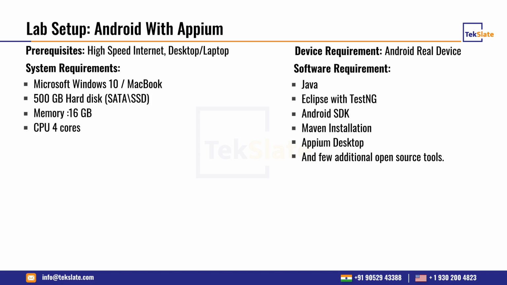So we have added here the lab setup for a Windows machine, obviously for Android. The prerequisite is a high speed internet connection for desktop and laptop in order to go with the online sessions, right? And then system requirements. You should have Microsoft Windows 10 installed on your machine, or you should have a MacBook with you. If you have a MacBook, then you're very good. Even a Windows machine with Microsoft Windows 10 is also superb for learning Android. A 500 GB minimum hard disk is recommended because the Android SDK is very big.